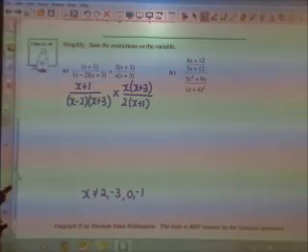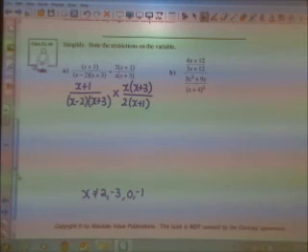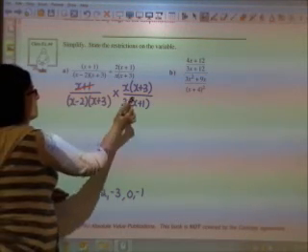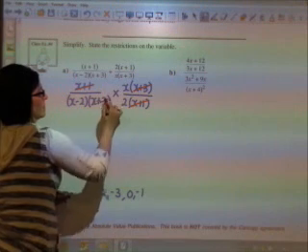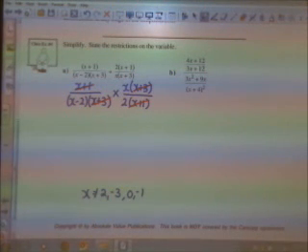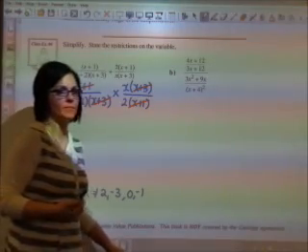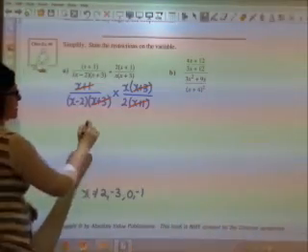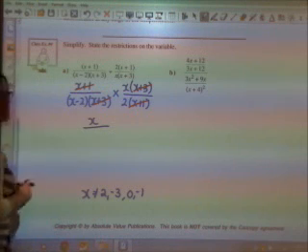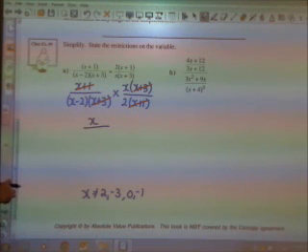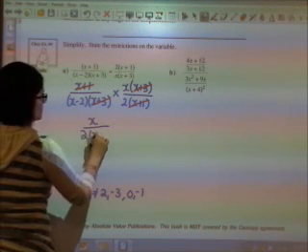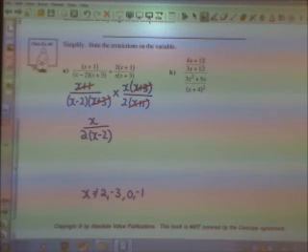Okay. So then I can cancel out my common factors. And what would that leave me with as a numerator? x. And my denominator would be, which I would leave in factored form.